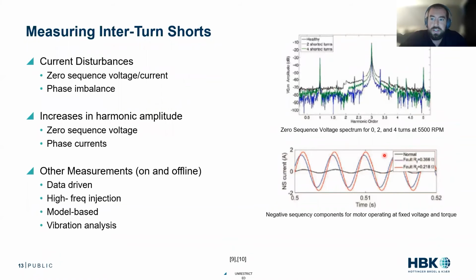Measuring inter-turn shorts. This one is fun because when the fault happens, it happens drastically. But how can you know when it's going to happen? What are the leading indicators? That's where this gets really fun, because you can smell it when it happens because of the smoke and the fire. But you can look at current disturbances, and you can look at the zero sequence voltage.